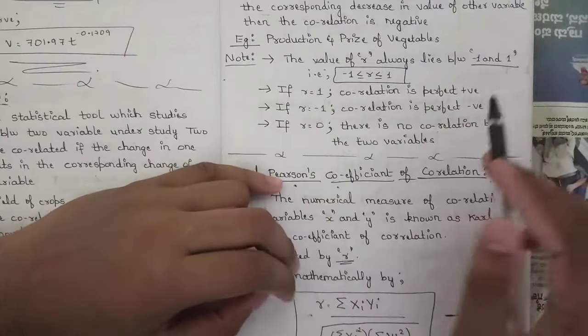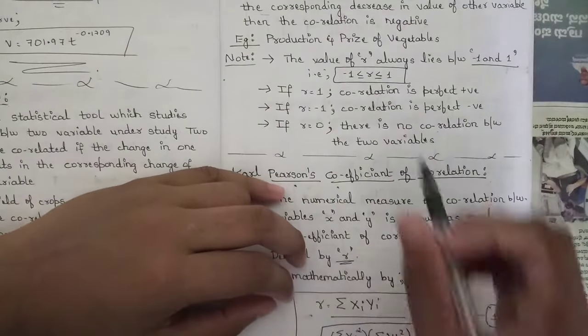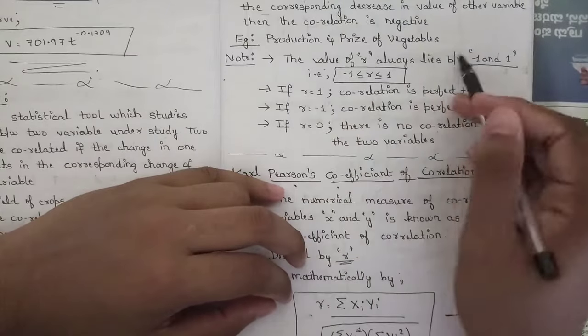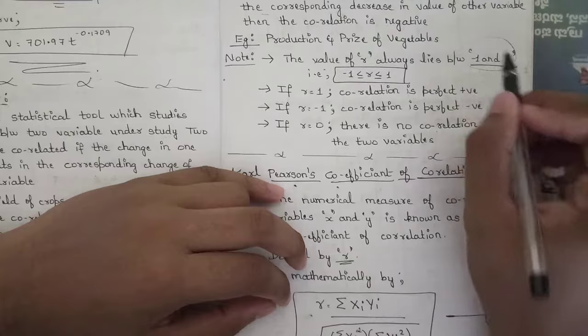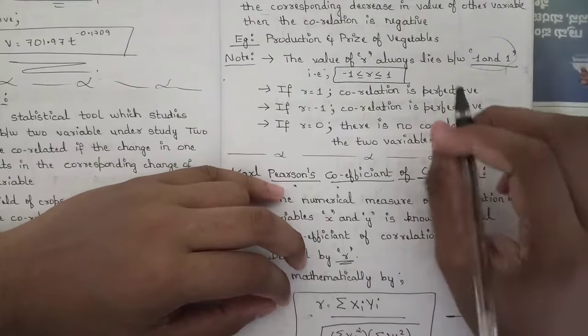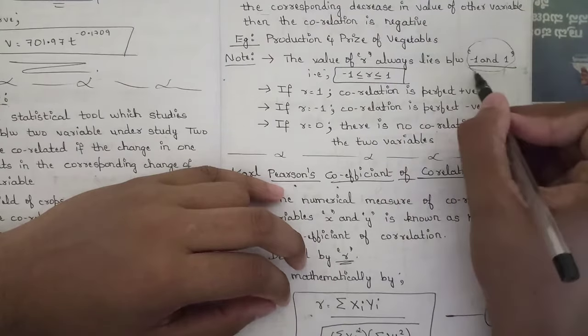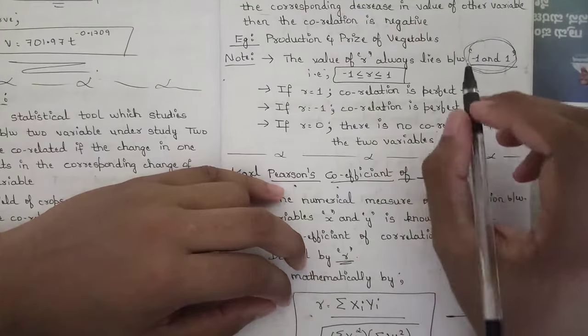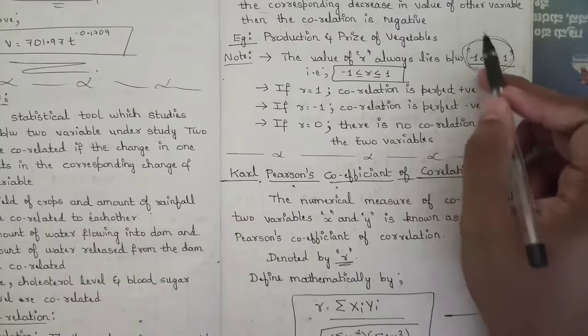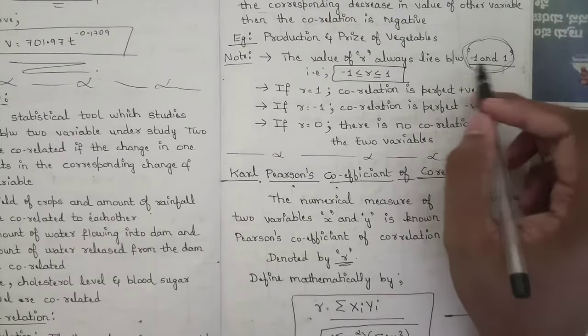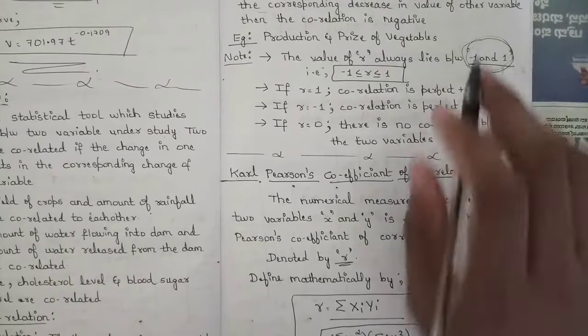This R corresponds to the coefficient of correlation. The value of the coefficient of correlation, whatever values we find for R using the formula, always lies between -1 and 1. The value of R will not extend beyond 1 and will not extend below -1. These values strictly lie between -1 and 1.